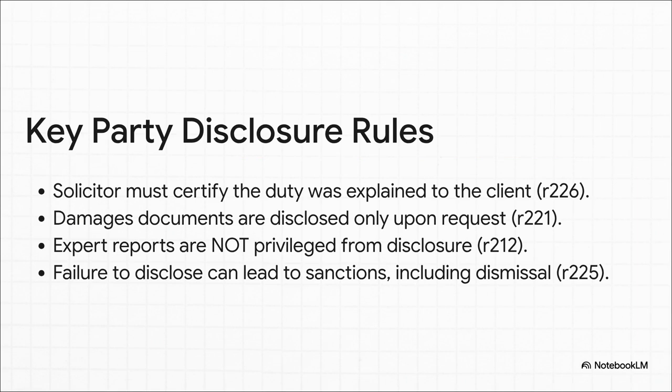All right, let's do a quick fire round of some key rules from Part 2 that are just prime material for exam questions. First, Rule 226. The solicitor has to sign a certificate saying they've explained the duty of disclosure to their client. Second, Rule 221. Remember that documents about damages are only disclosed if the other side specifically asks for them.